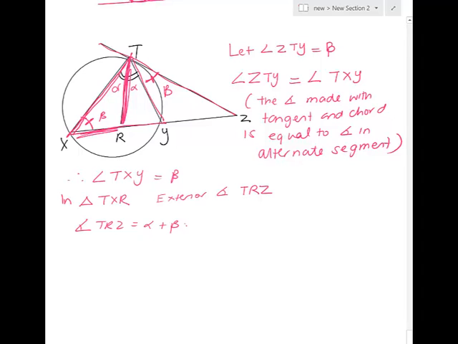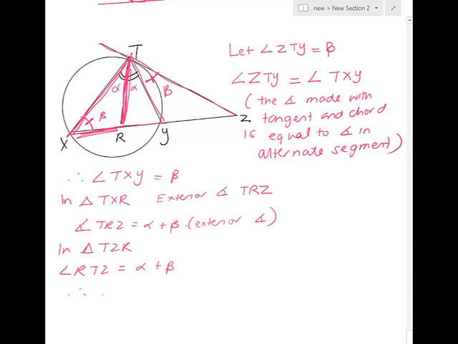Now let's look back at our original isosceles triangle. So let's look back at triangle TZR. You can see that angle RTZ is also equal to alpha plus beta. So in the diagram here, alpha plus beta. Sorry, I didn't give the reason for this one. This is exterior angle. We can also see that RTZ is equal to alpha plus beta.